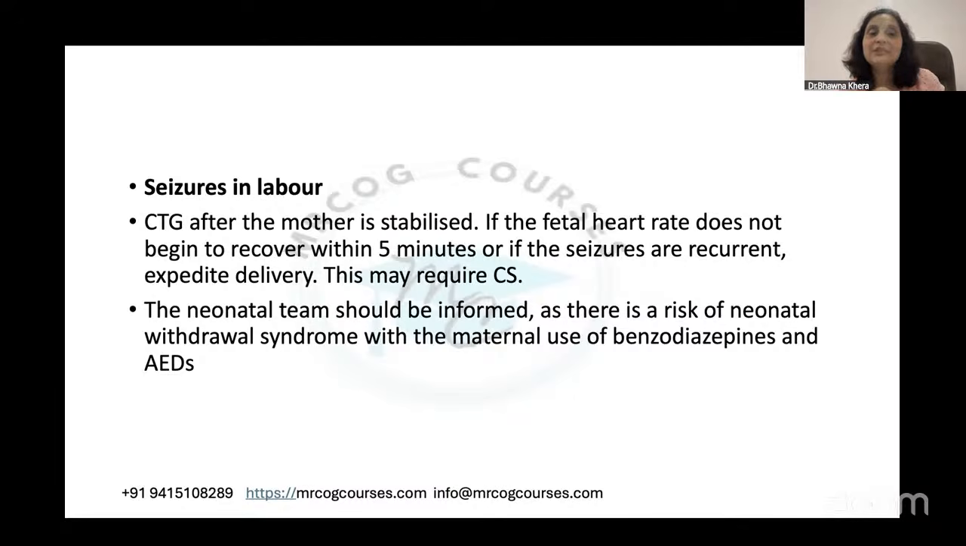So, CTG after the mother is stabilized, if the fetal heart rate does not begin to recover within 5 minutes, or if the seizures are recurrent, expedite the delivery. This may require the cesarean section. The neonatal team should be informed as there is a risk of neonatal withdrawal syndrome with the maternal use of benzodiazepines and AEDs.